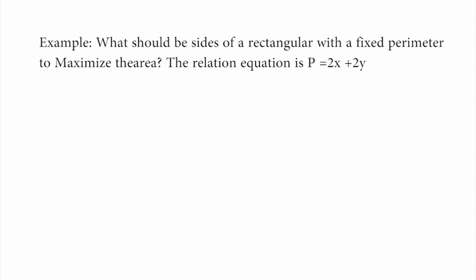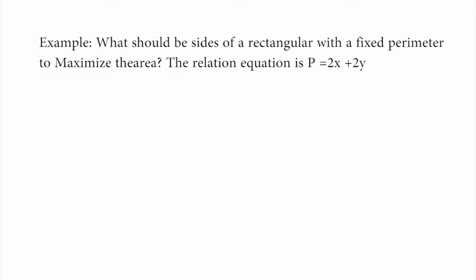Let's look at an example problem. We'll take this one slow to further understand the concept. The question is, what should be the sides of a rectangle with a fixed parameter to maximize the area? And luckily, we are given the relation equation here. P equals 2x plus 2y. What's our first step? That's right, find the relation equation.